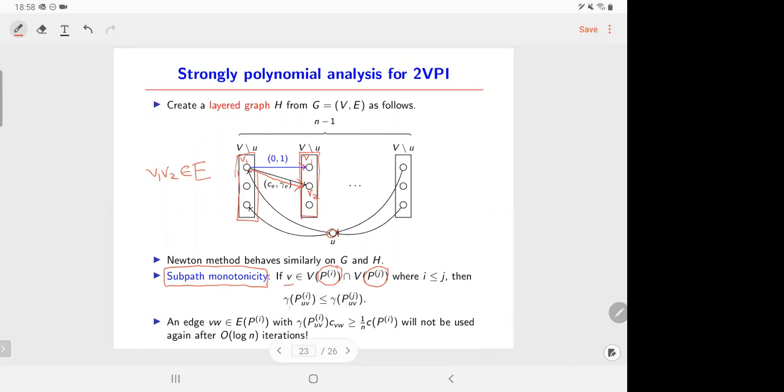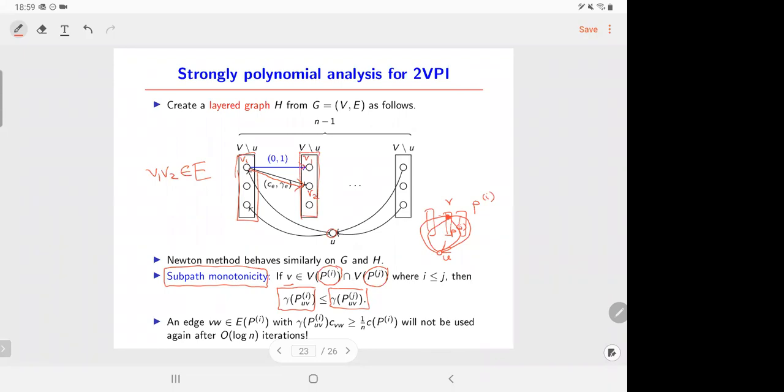Then we have the following property. Let me just draw the two loops. Let's say this is P of i, and this is P of j, and they share a vertex v. Now, if you look at the uv subpath of the two loops, it turns out that the gain factor of the subpath of the later loop is at least the gain factor of the subpath of the earlier loop.